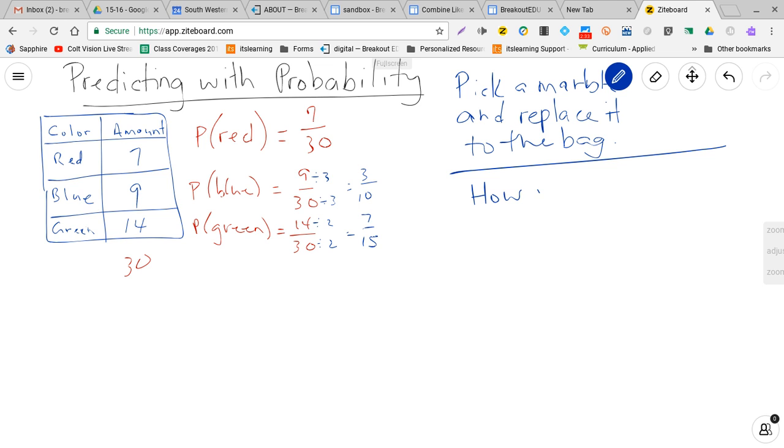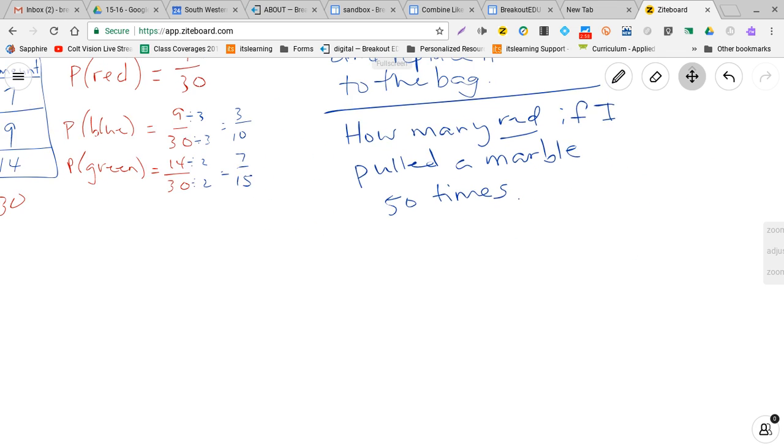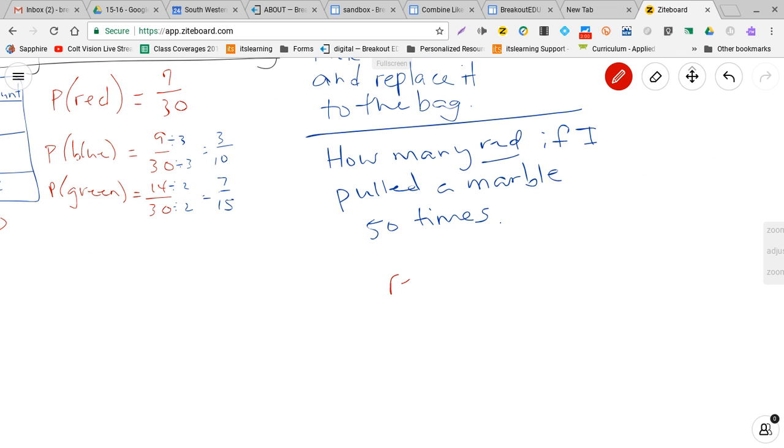So how many reds if I pulled a marble 50 times? So we can use a proportion here in order to help us make some predictions. So let's think about what we're talking about here. We're talking about the red marbles. So that's one part of our proportion. And the other part we're talking about is the total number of marbles.